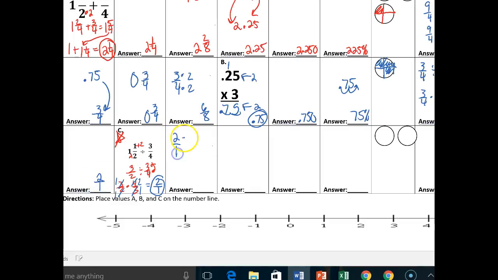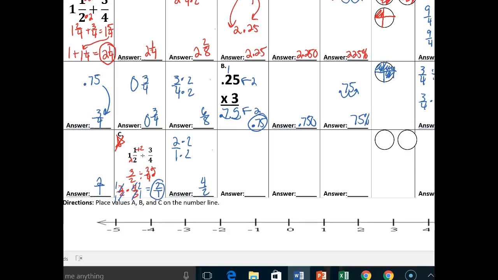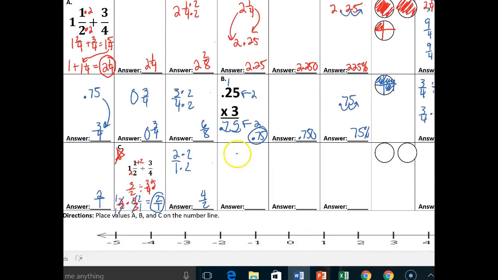So 2/1 times 2 times 2, we get 4/2. For the decimal part, what's 2 as a decimal? Well, it's just 2.0. Just add a decimal. What's it as another decimal? 2.00. What's it as a percent? Well, you can take 2.0, swoop 2 times to the right, you get 200%. That means I fill in both circles fully.